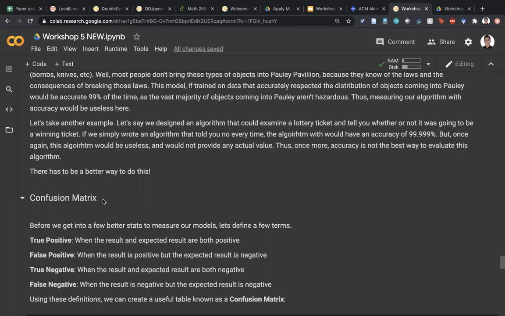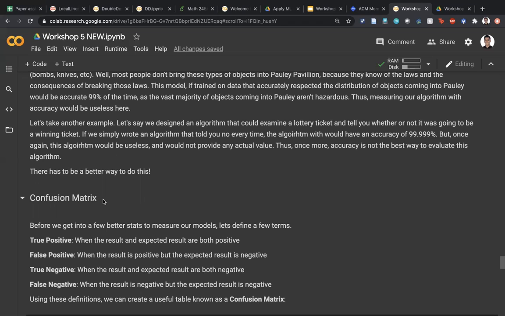So if you want to measure the performance of such algorithms in such use cases, you don't necessarily care about the accuracy, like Harsh mentioned. But you do want to make sure that when you actually have a winning lottery ticket, or when you actually encounter someone who might be carrying a dangerous weapon, your model identifies them correctly. So it's very natural to measure the following terms when you're evaluating a machine learning model.